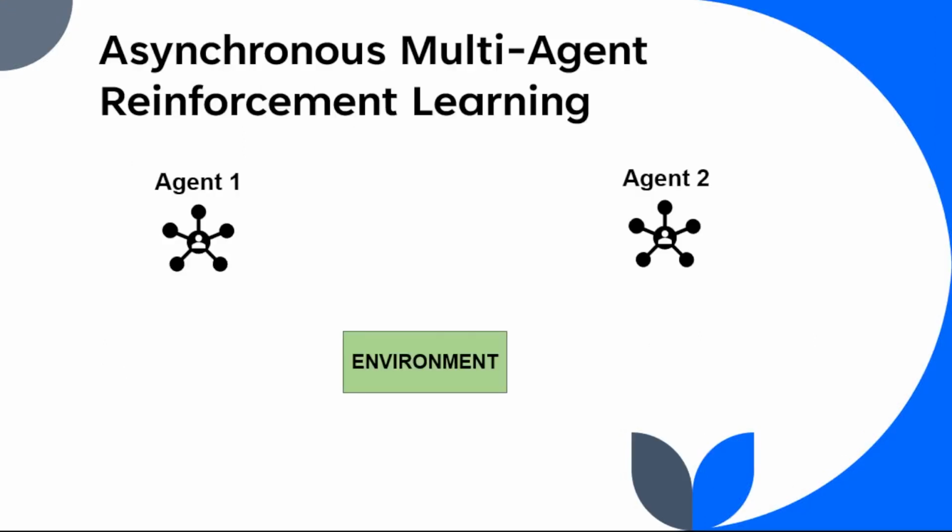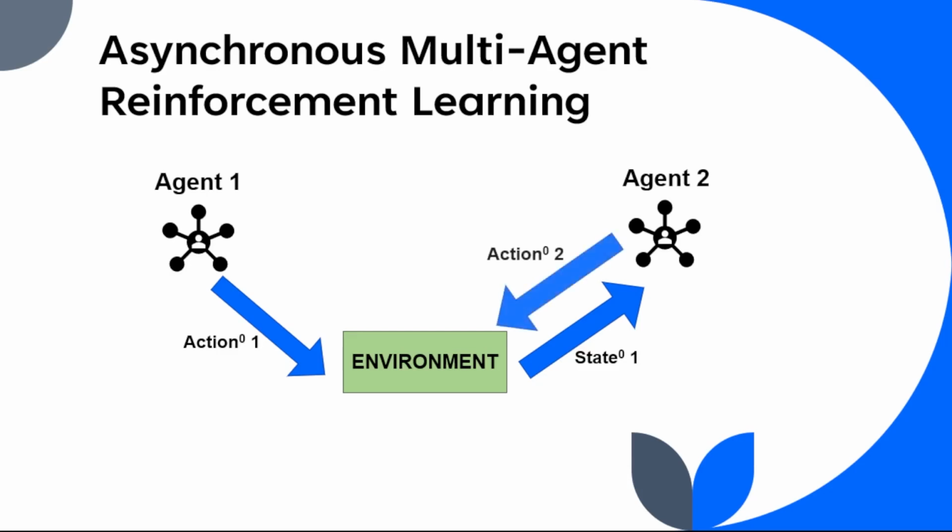For an explanation of asynchronous multi-agent reinforcement learning, using the example in this slide, there is Agent 1. Agent 1 will take an action called Action 1 on the environment. Then the environment will undergo some changes and pass the state to Agent 2. Agent 2 will receive this state and execute an action called Action 2 on the environment. Now the environment will be a new environment after Action 2. After this change in environment, it will present Agent 1 with a new state. This is called asynchronous multi-agent reinforcement learning.